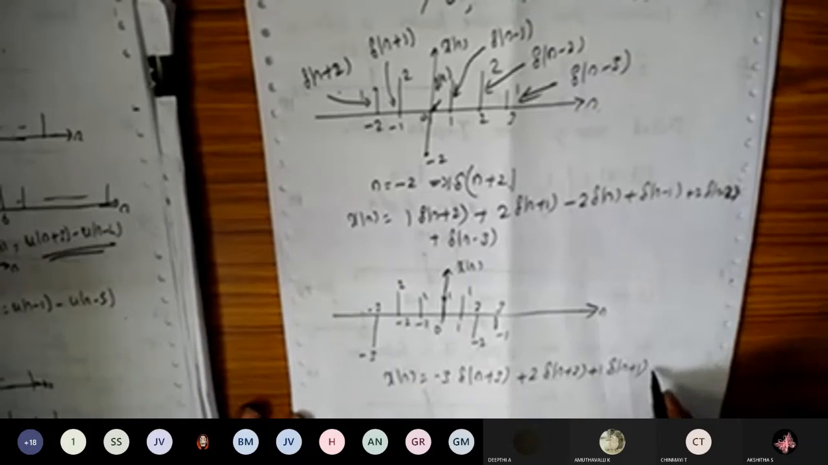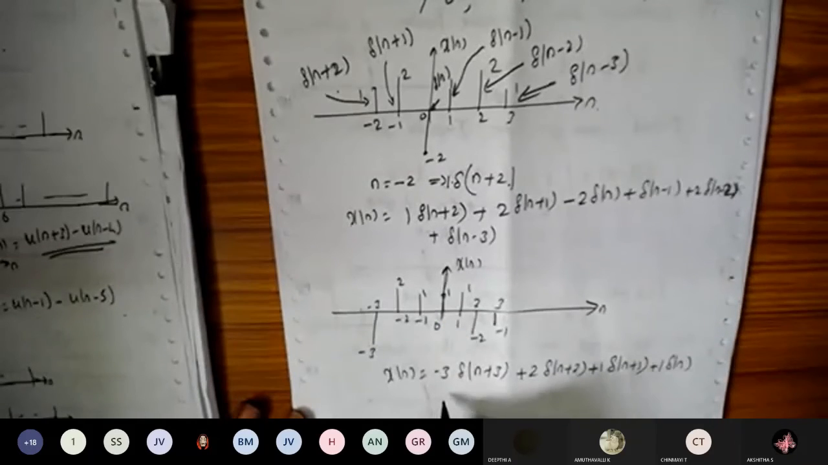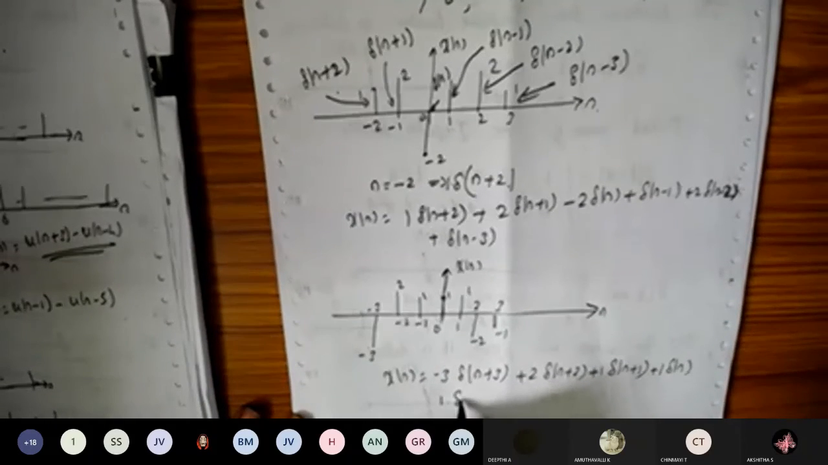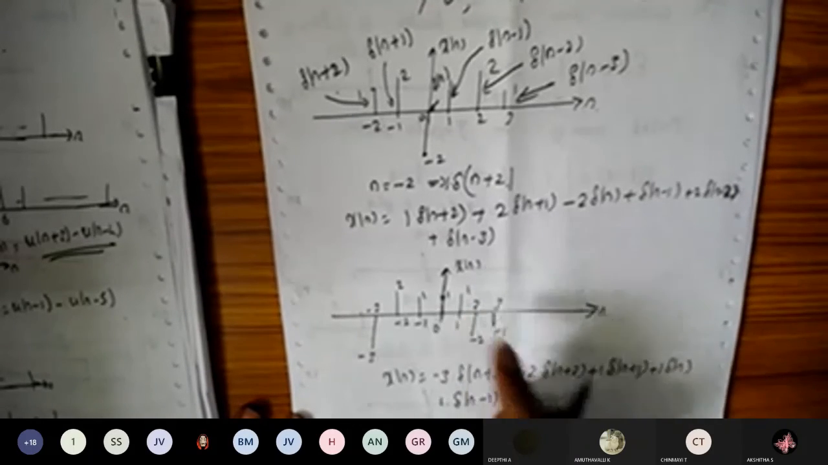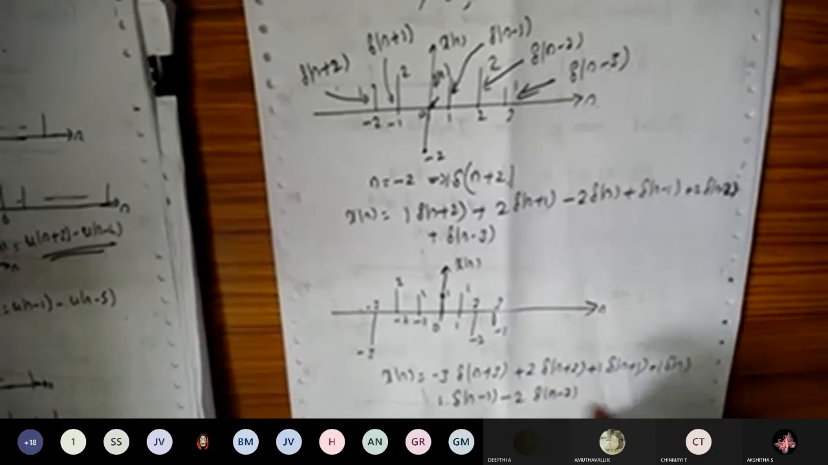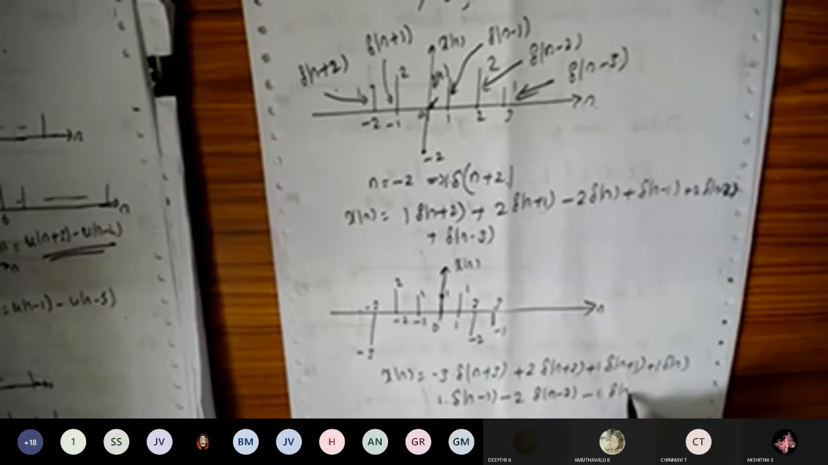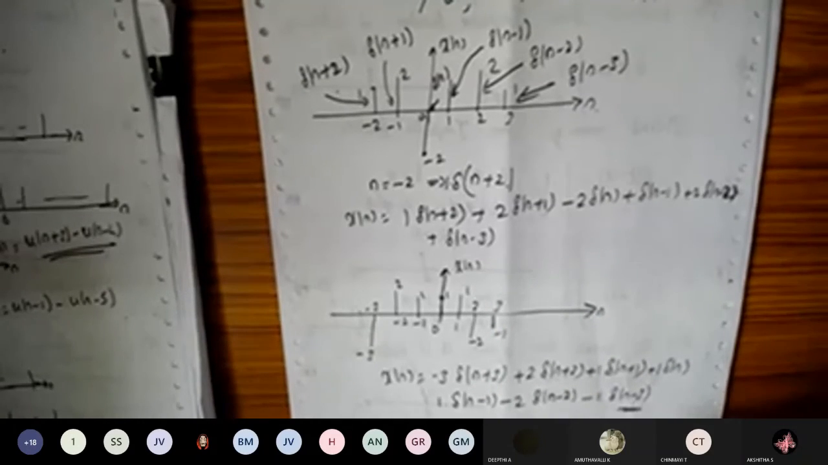At n equal to 0, the amplitude is 1 here, so it's delta of n. At n equal to 1, the amplitude is 1, so this is delta of n minus 1. And the amplitude is -2 at n equal to 2, so it is delta of n minus 2. And at n equal to 3, the amplitude is -1, so it is delta of n minus 3 here. So this is the x of n we got in terms of the unit impulse function.